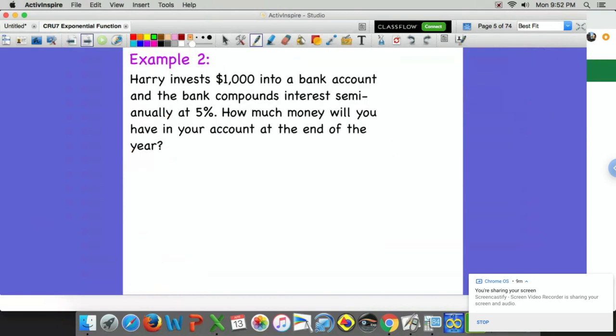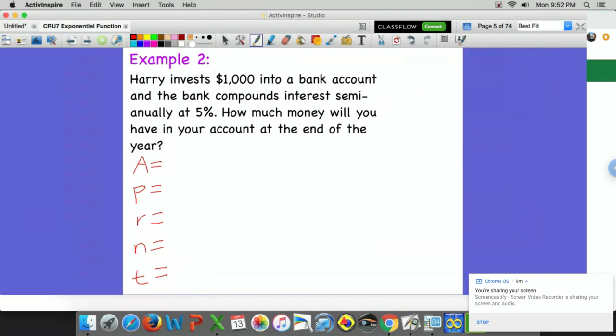So let's look at example 2. We know the compound interest formula. Hopefully you have it in front of you. But once again, go ahead and write out all your variables. So we have A equals, P equals, R equals, N equals, and T equals. So now as we read the example, we can just fill stuff in.